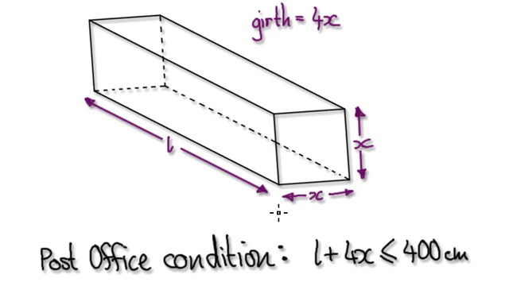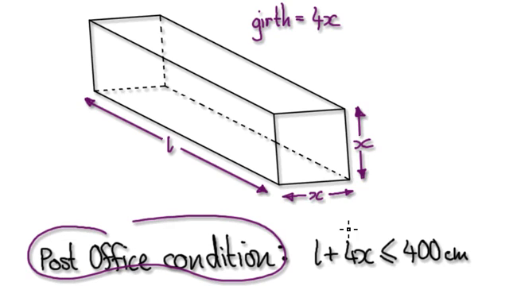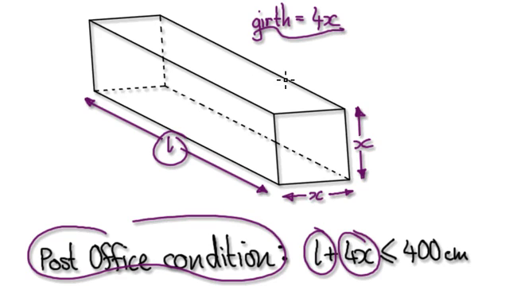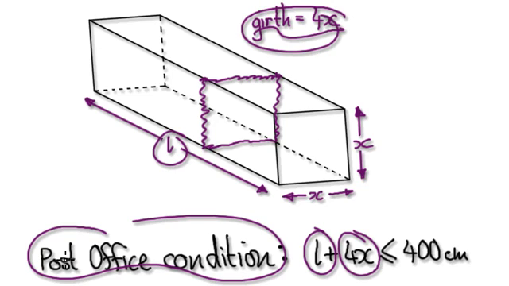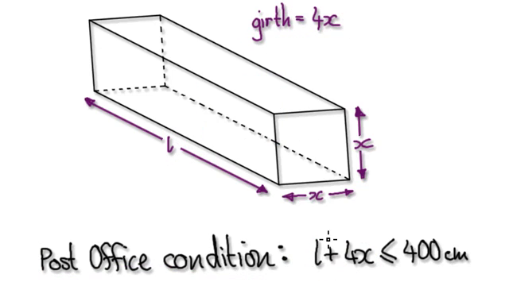You're trying to send this square base parcel through the post office, but the condition placed by the post office is that the length here plus the girth. The girth is this length plus this length plus this length and plus this length. Okay, so the condition placed on by the post office is that the length plus the girth must be less than or equal to 400.